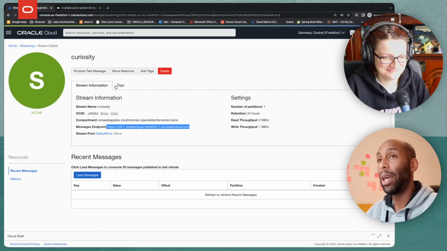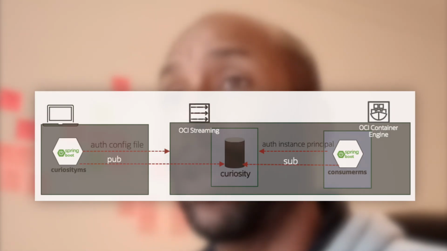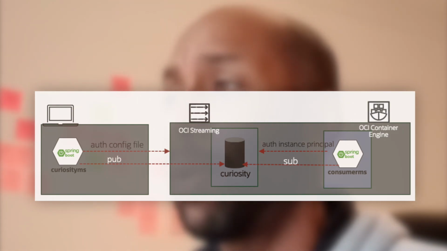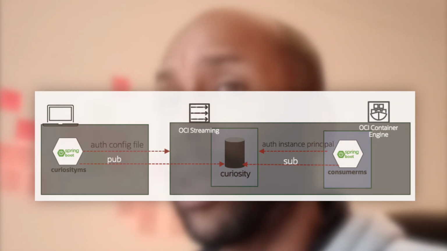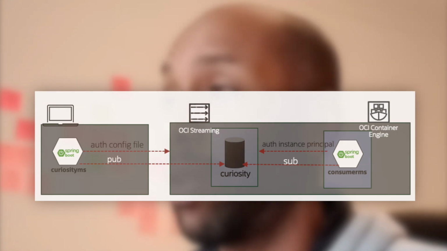Yeah, absolutely. So the exercise we are going to propose here today is very simple. We are going to try to implement this pattern here. Okay. So I already have this implemented. We have this stream we just saw, right? Called Curiosity, which is configuring OCI streaming, and then we are going to have two services, two Spring Boot microservices.